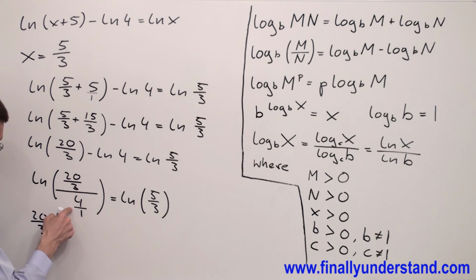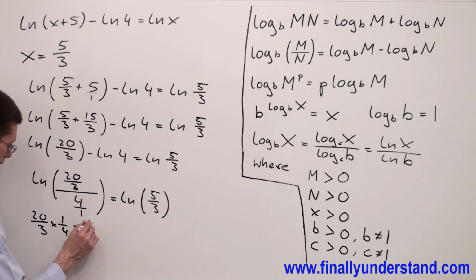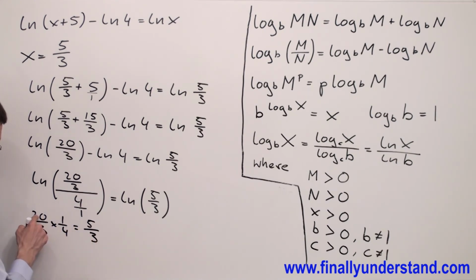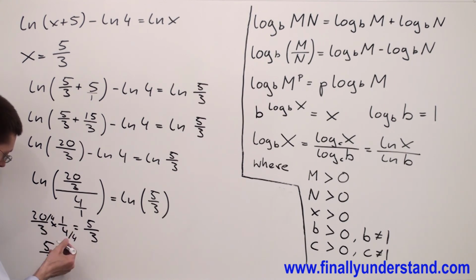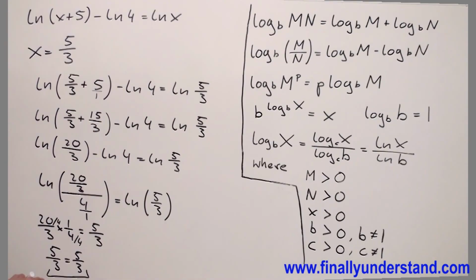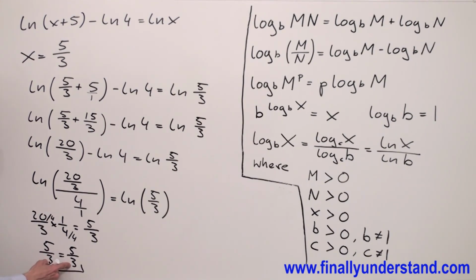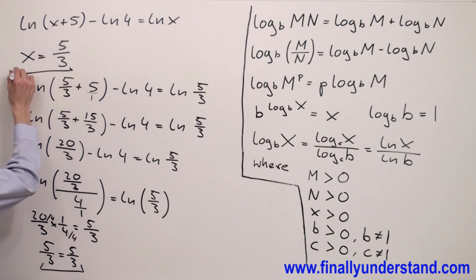Division I have to change to multiplication, and I'm going to have times 1 over 4 equals 5 over 3. 20 and 4 can be reduced, and I have 20 divided by 4 is 5 over 3. 1 divided by 1 is 1, that's why I'm not going to write it, is equal to 5 over 3. As you can see, the left side of the equation is equal to the right side of the equation. That's why x equals 5 over 3 is the solution to my problem.